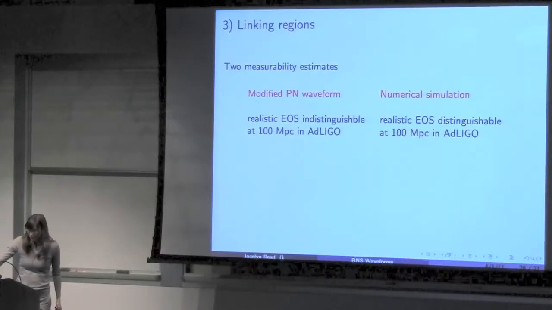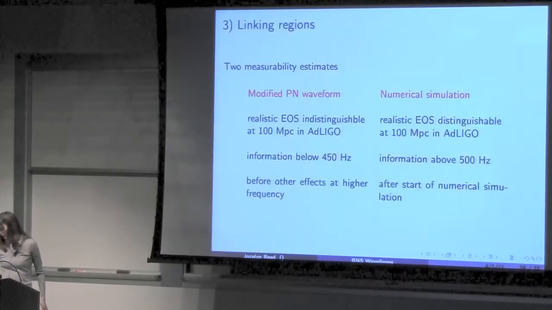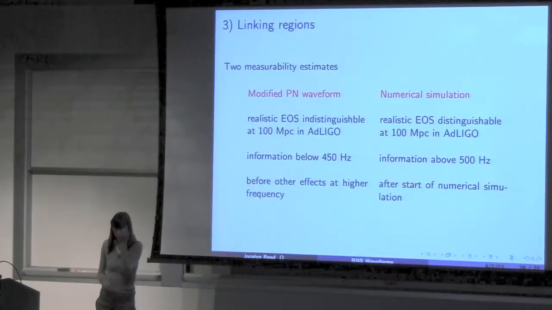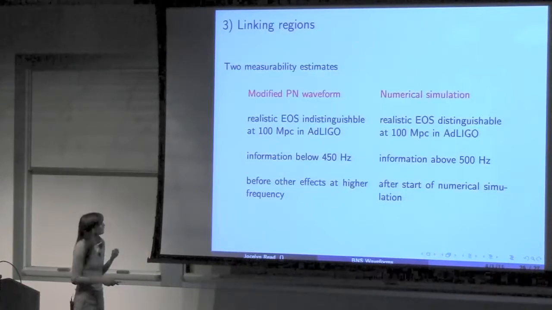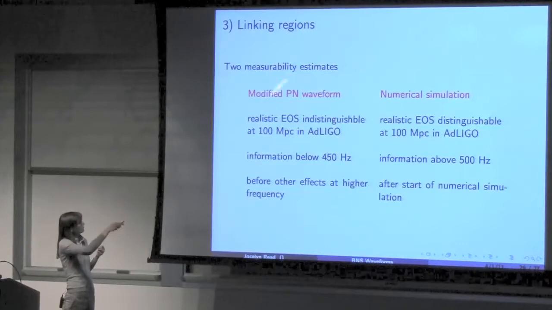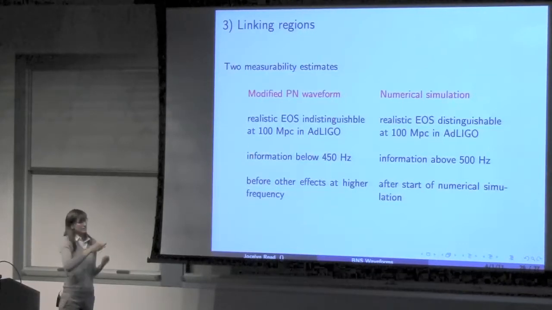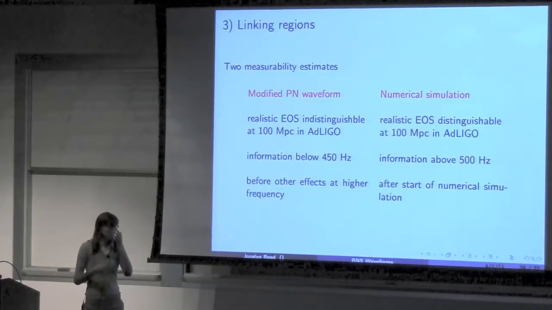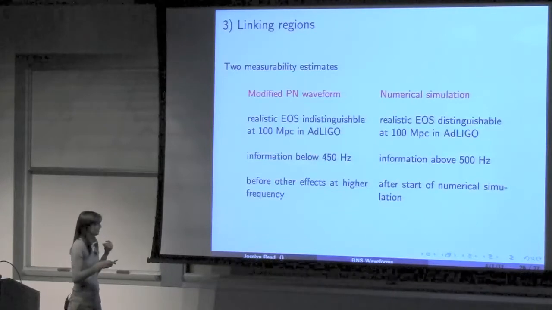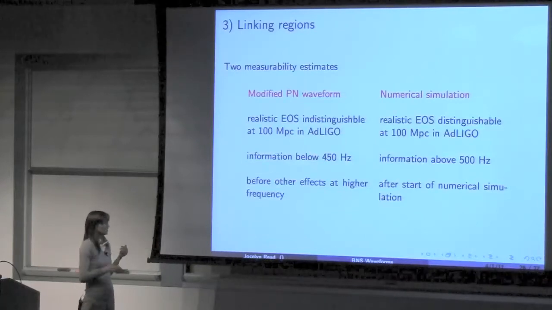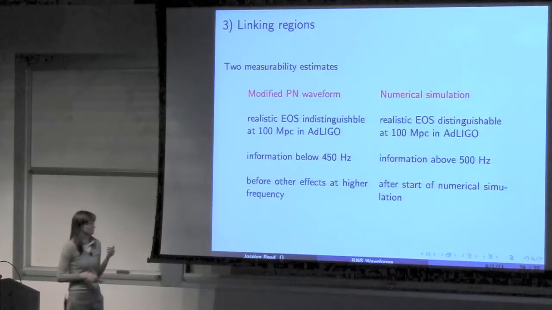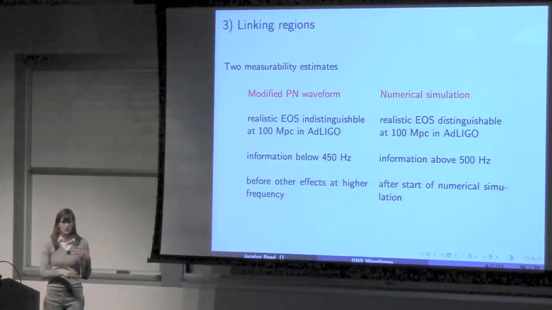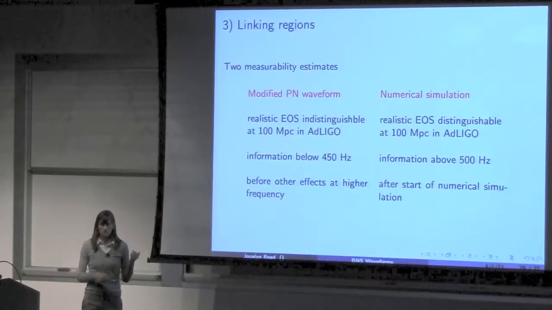Okay, so I have 5 minutes left, so let me talk very briefly about the obvious next step, which is to try and link these two together explicitly. The modified post-Newtonian waveform measurability estimates said things were indistinguishable, but with the numerical simulation, they were distinguishable. The obvious thing is that this is restricting ourselves to information below 450 hertz, and this is restricting ourselves to information above 500 hertz. We cut off this one because there are other high frequency effects, and this one we are constrained by the start of the numerical simulation.